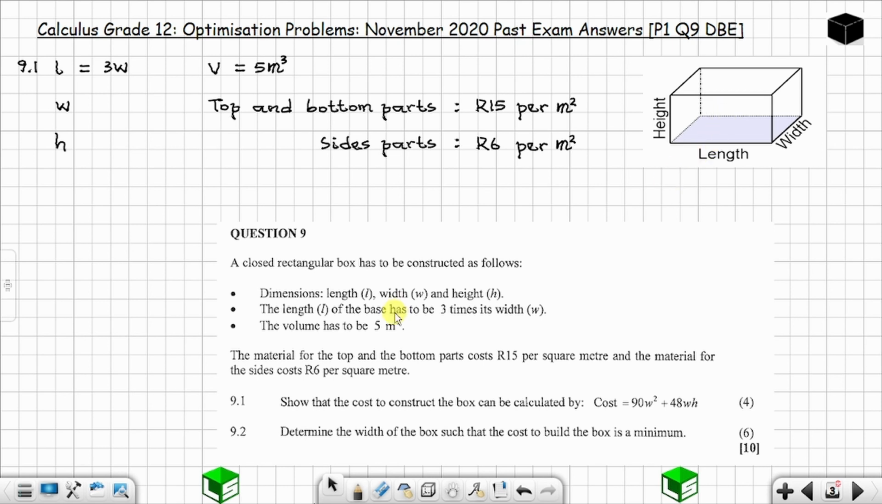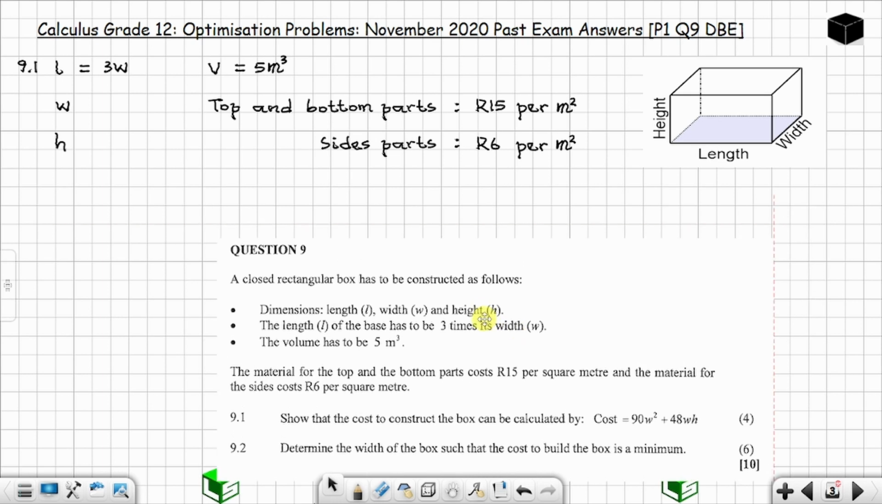The question is to show that the cost to construct the box can be calculated by this. In order to know the cost, we'll need to know the area of the top and the bottom part and the area of the side part, because the prices are given: 15 rand is the price of 1 square meter for the top and bottom materials, and 6 rand is the price of 1 square meter for the side materials. So what you need to do is first find the area of the top and bottom and the area of the sides. In other words, you need to find the total surface area of this box.